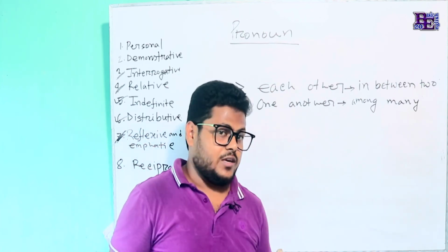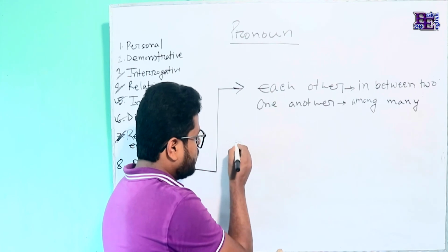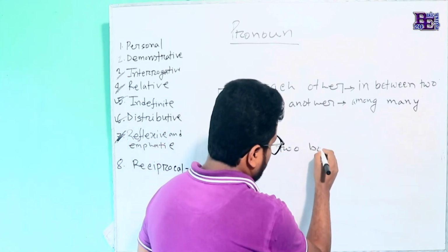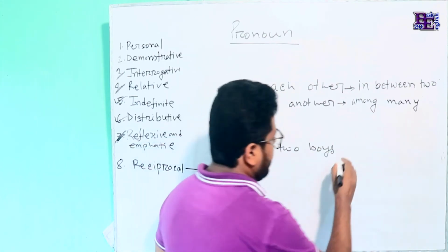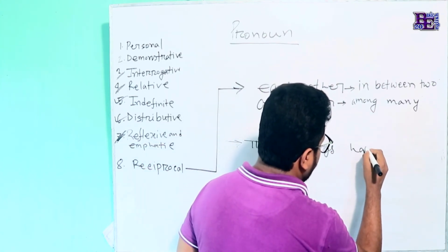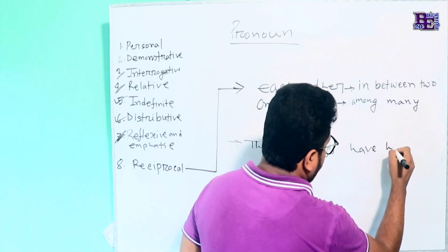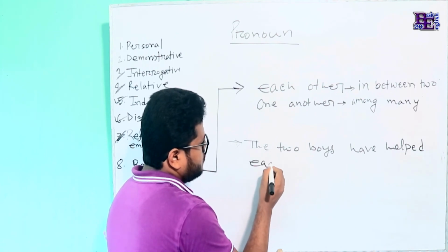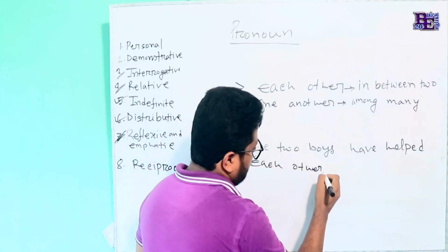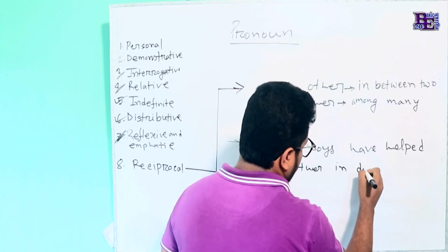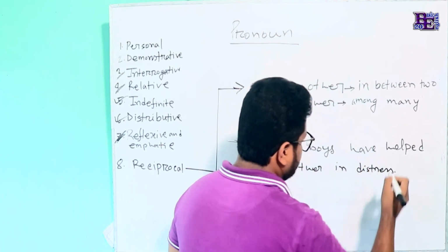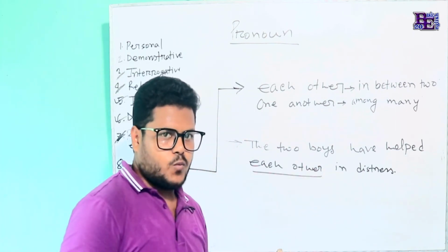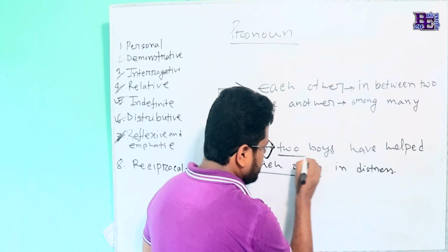Let's get an example here. Okay, if you say, the two boys have helped each other in distress. Okay, so you may notice that it is each other. Why? Because there are two boys.